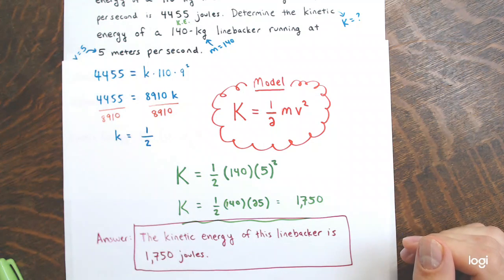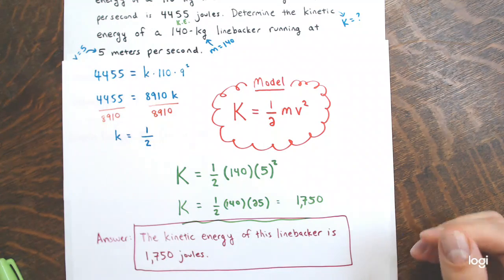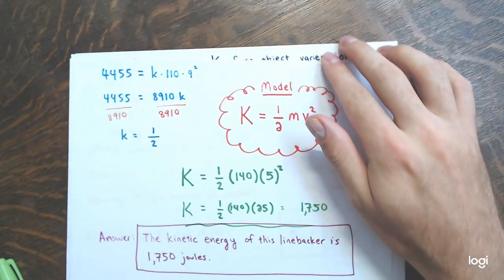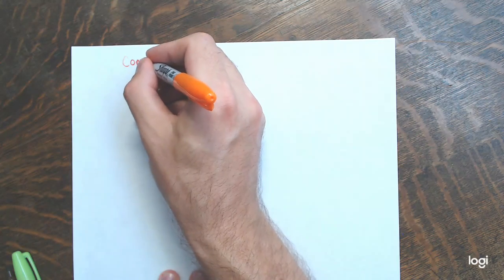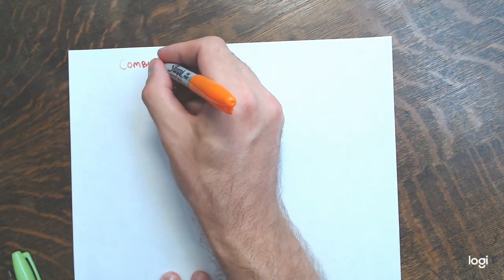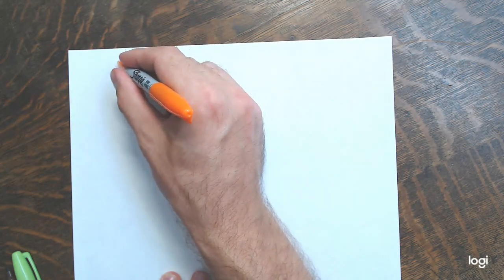My next example is an example of combined variation, a combined variation problem. And let me actually just talk about that right now before I put the problem up. All right, so here's a little page on combined variation.